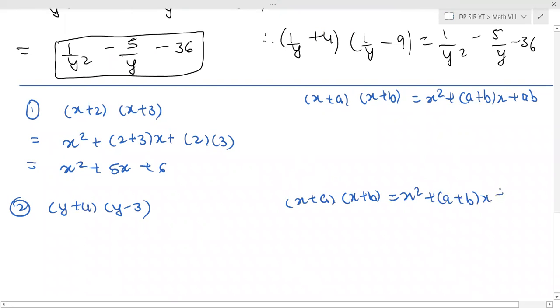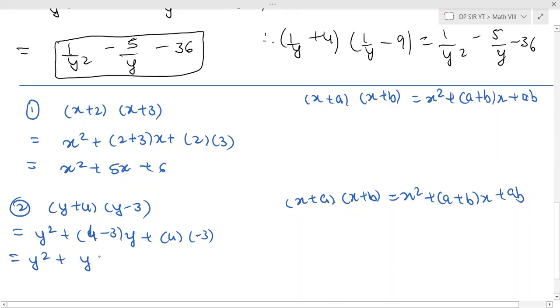तो इधर क्या आ जाएगा, y square plus a plus b, so 4 minus 3 x y here plus ab, so 4 into minus 3. So here it's going to be y square plus y, मतलब 4 minus 3 is 1. So it's 1y के बदले y लिखो तो भी चलेगा, plus 4 into minus 3 is minus 12. So here it's going to be minus 12.